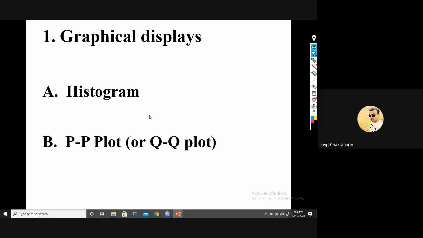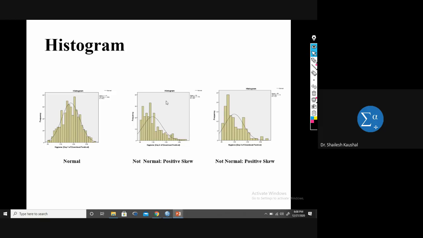So through histogram or PP plot we can check whether our data is normally distributed or not. Here I am showing you the 3 days data, the day 1 data, day 2 data, and this is the third graph of third day data. Yesterday we took the case study of the hygiene condition of a particular place, and the biologist measured the hygiene condition, and 800 respondents were there.